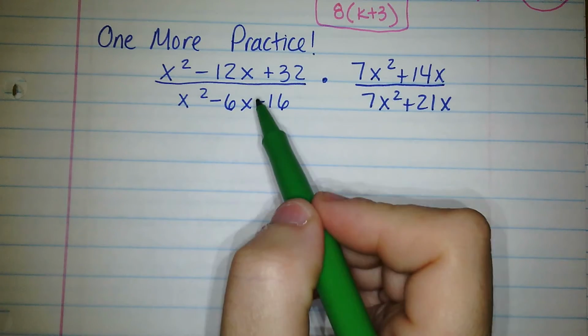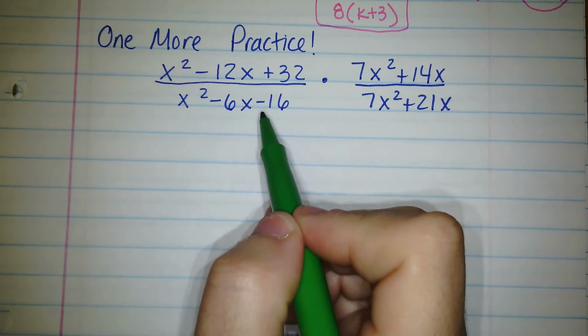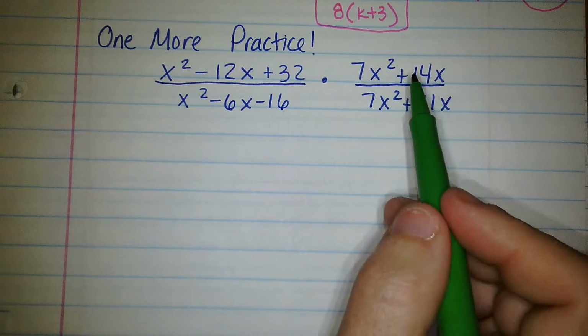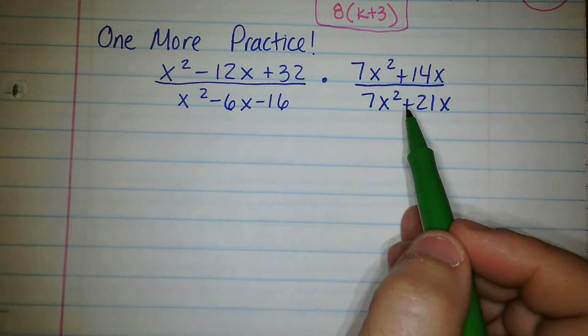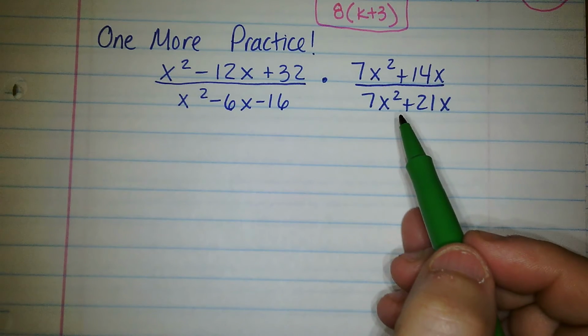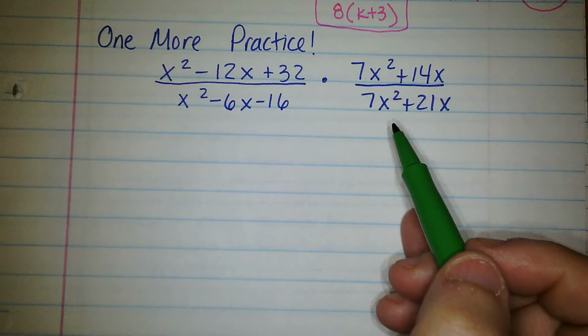Notice that we have a top and a bottom with triples. So we have to factor those. We're going to do magic X's for those. And then we have a double over a double, but we still need to factor those completely before we can reduce. We also need to make sure we do our exclusions.